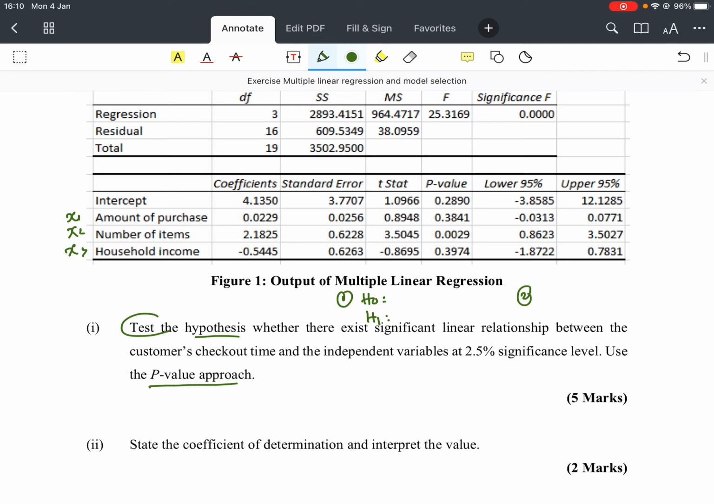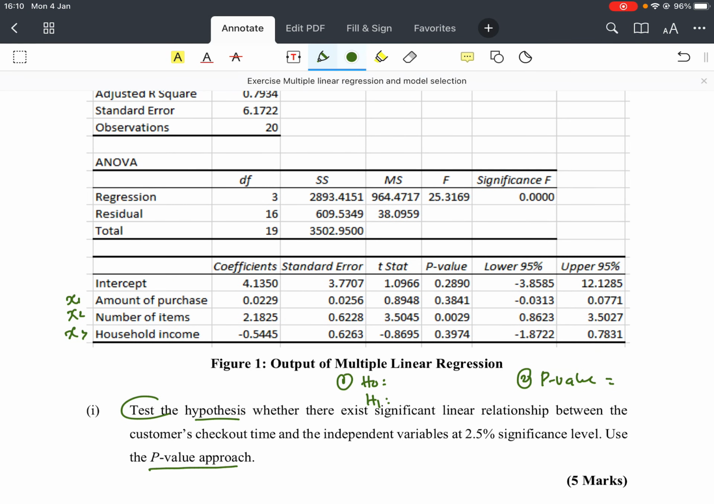Step number 2, state your p-value. The p-value is from here, because we want to test the hypothesis. This p-value is for you to find the significant predictor. P-value for you to test H null, H1. Now they give you alpha 2.5%.